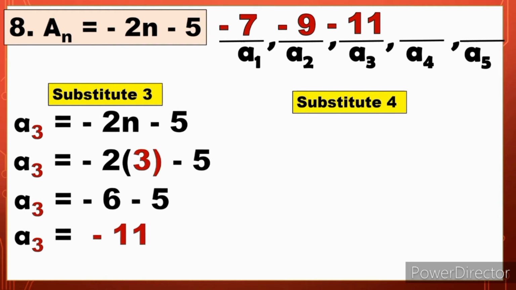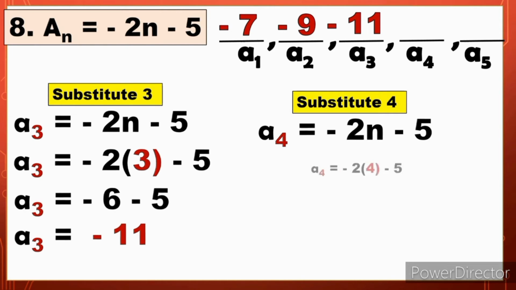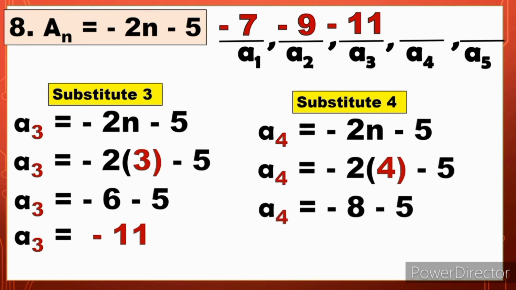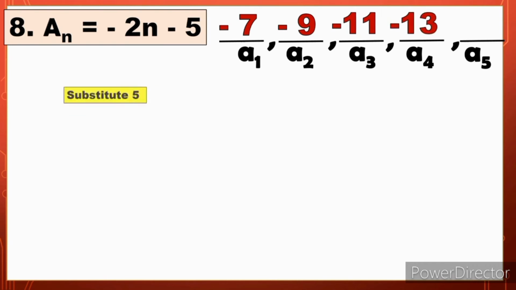Okay, para makuha yung fourth term or a sub 4, we substitute 4. So, a sub 4 now equals negative 2n minus 5. So, papalitan natin ng 4 yung n. So, a sub 4 equals negative 2 times 4 minus 5. And then, simplify, negative 2 times 4 is negative 8. Therefore, we have a sub 4 equals negative 8 minus 5. It is equal to negative 13. So, ang fourth term natin is negative 13.